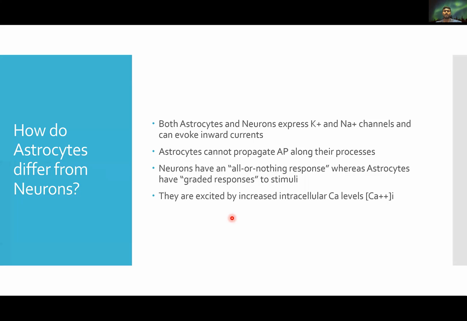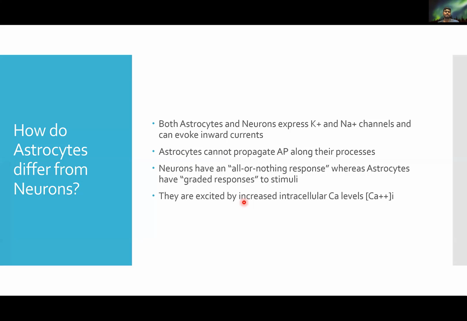So then they will leave very rapidly and cause the repolarization. Now, the difference is that astrocytes don't propagate action potentials, right? Neurons have an all or nothing response, where if they get enough excitatory postsynaptic responses, then they will create an action potential, which is all or nothing, right? The only way a neuron can make a signal stronger is to have increased frequency of action potentials, whereas astrocytes have graded responses. So if they have a small amount of stimuli, then they're excited by a little bit.